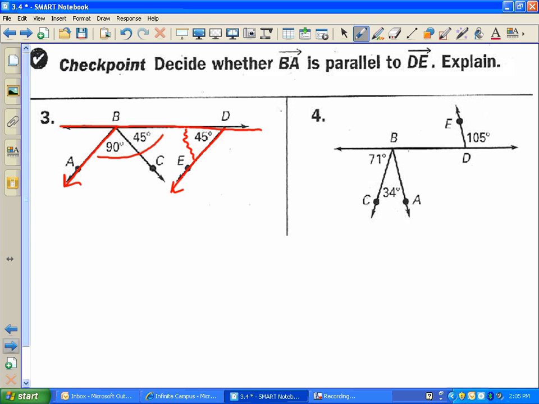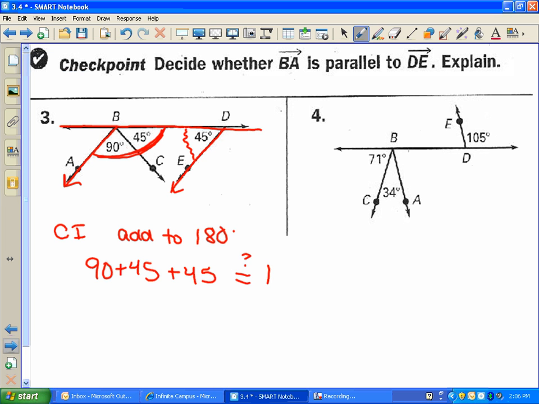Consecutive interior angles have to add up to what? All right, so let's see. 90 plus 45, that's this whole angle that I just drew, and plus the other 45, does that equal 180? Yep. So are the lines parallel? Yes, because consecutive interior angles add up to 180, and they do.